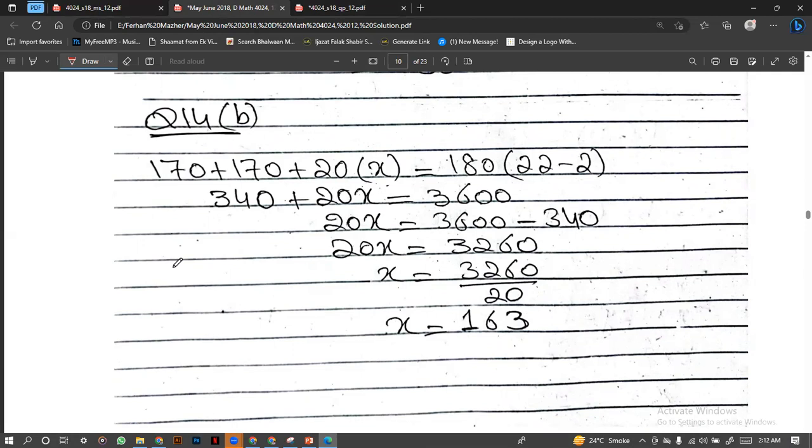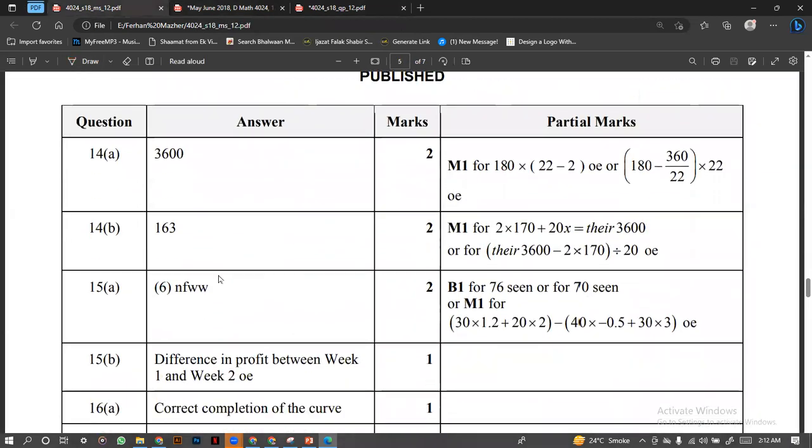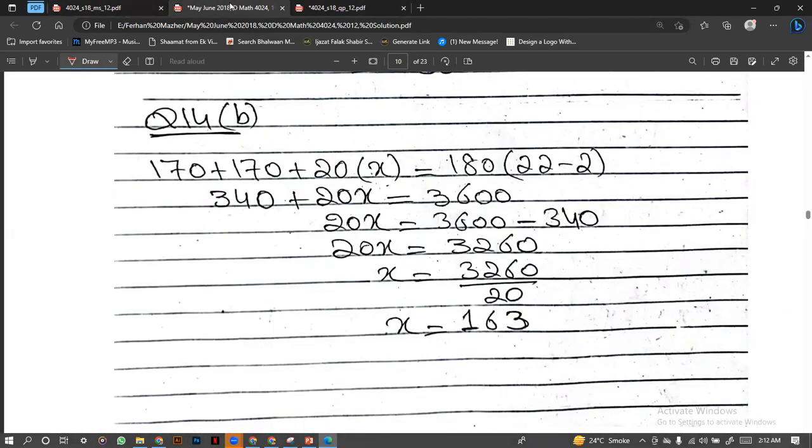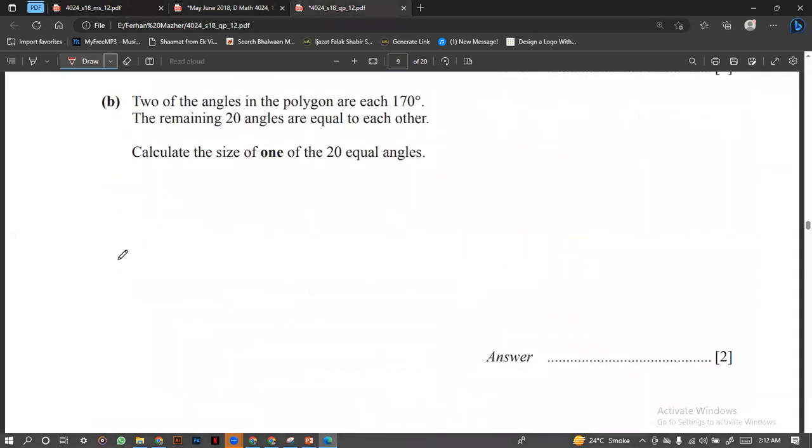So 20x will be equal to 3600 minus 340, and 20x will be equal to 3260. x will be equal to 3260 divided by 20, and x will be equal to 163. So the value of x is 163. 163 is the right answer, sir. Hopefully you understand this question.